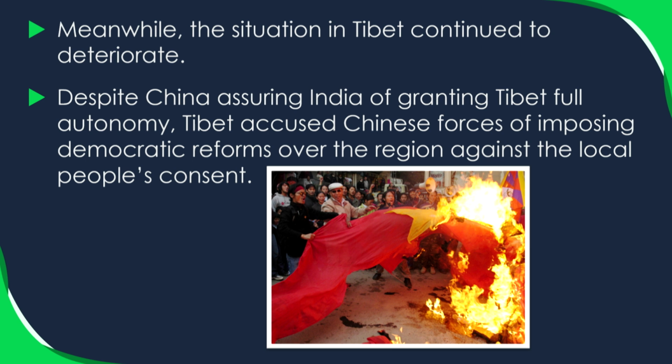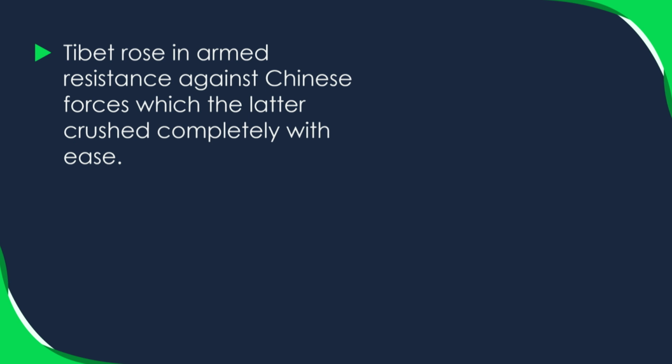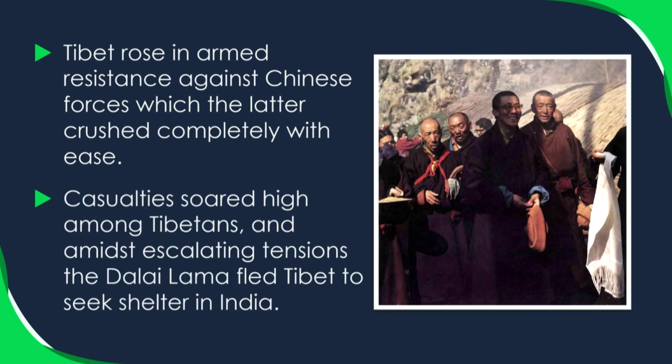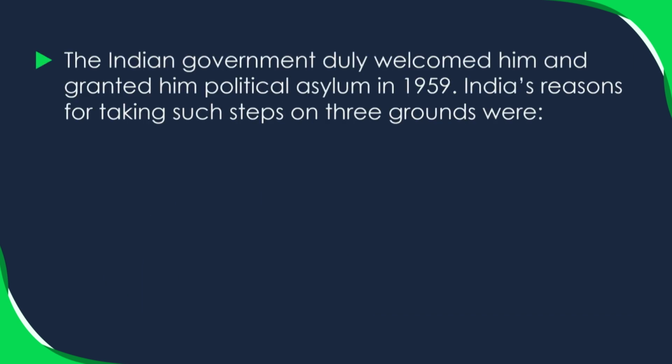Despite China assuring India of granting Tibet full autonomy, Tibet accused Chinese forces of imposing democratic reforms over the region against the local people's consent. Tibet rose in armed resistance against Chinese forces, which the latter crushed completely with ease. Casualties soared high among Tibetans, and amidst escalating tensions, the Dalai Lama fled Tibet to seek shelter in India. The Indian government duly welcomed him and granted him political asylum in 1959.